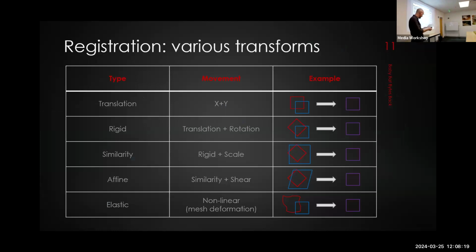Image registration is done by applying one or more transforms to the moving image in every pair to make it match the fixed image. The most common types of transforms are shown in the table here. I'm mainly going to be talking about the rigid, which is translating in XY space and also rotating, and the elastic, the last one listed here, where there's sort of mesh deformation that you can apply to make the pairs match.